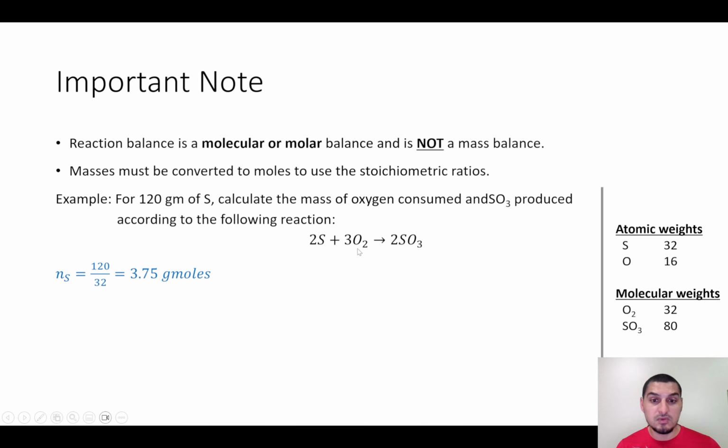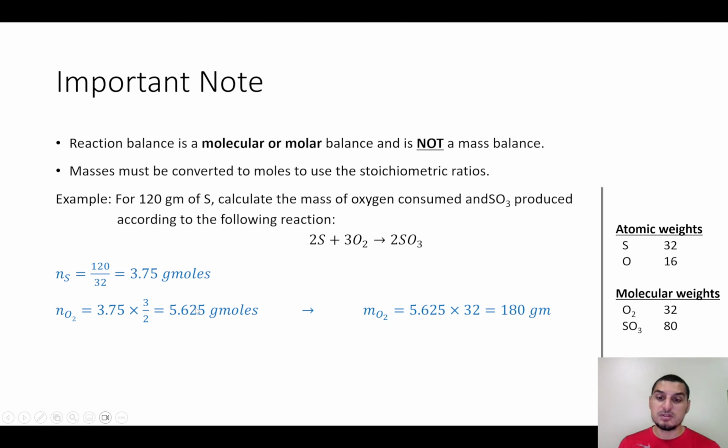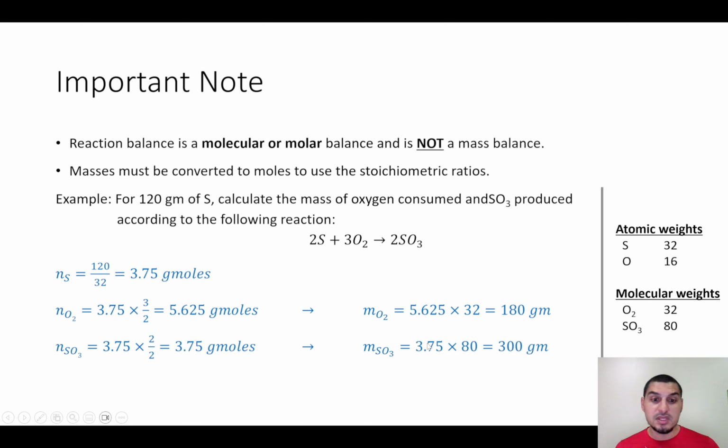So I know the ratio is 2 to 3, so the number of moles of oxygen is 3.75, which is sulfur, multiplied by 3 over 2, which will be 5.625. And from this we can calculate the mass, which is what I'm asked to calculate, which is multiplied again by the molecular weight, but in this case the molecular weight of oxygen, because this is the mass of oxygen. The same for sulfur trioxide, it's 2 to 2, which is 1 to 1, so it's the same number of moles, and we multiply it by the molecular weight of SO3. So now we calculated the masses, and it's 180 grams and 300 grams, for 120 grams of sulfur that is consumed.